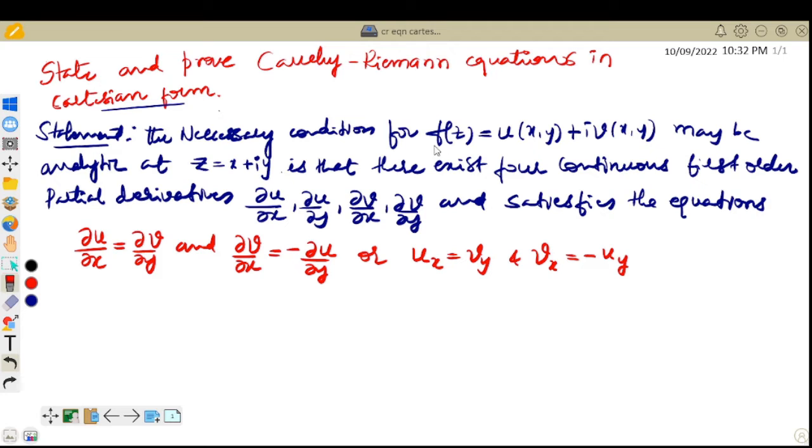That is the necessary condition for f(z) to be analytic at the point z = x + iy: that there exist 4 continuous first order partial derivatives and satisfies these equations. Okay. Now the proof is very simple. Let us go for a proof.